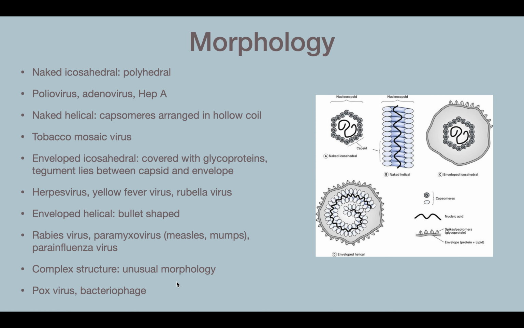And then it's going to be the herpes virus, the yellow fever virus, and the rubella virus. The enveloped helical is going to be bullet-shaped under microscopy, and these are going to be your rabies virus, along with the paramyxovirus, which includes the measles and the mumps, and the parainfluenza virus. The complex structures are going to be the special ones, and these are going to be your poxvirus and your bacteriophage.